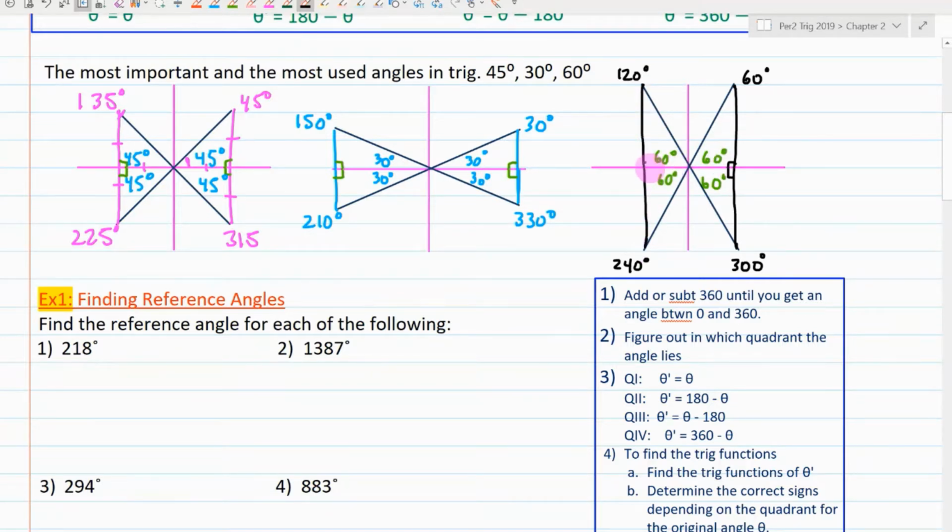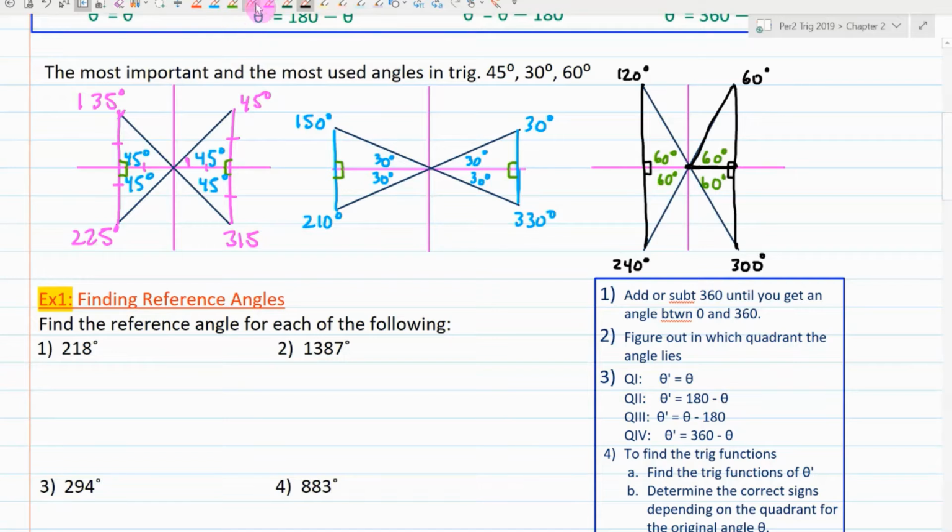But the reference angle in this case is 60. In this case, it's 30. So the 60 is over here. It's not considered a reference angle. The reference angle always is the x-axis and then the terminal side of your angle. All right.